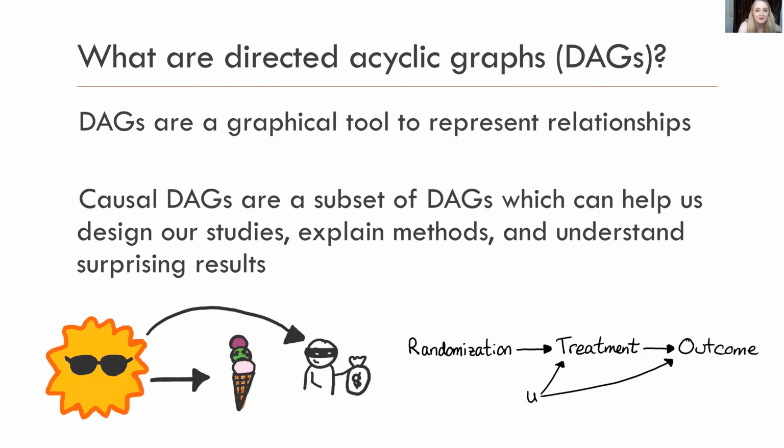A more common type of DAG you might see is one that uses words instead of pictures, and these are probably more appropriate for a scientific publication, but they're a lot less fun. So in this second DAG, we see randomization causing treatment, which causes some outcome, and then we have some other variable U, which is a cause in common between treatment and the outcome.